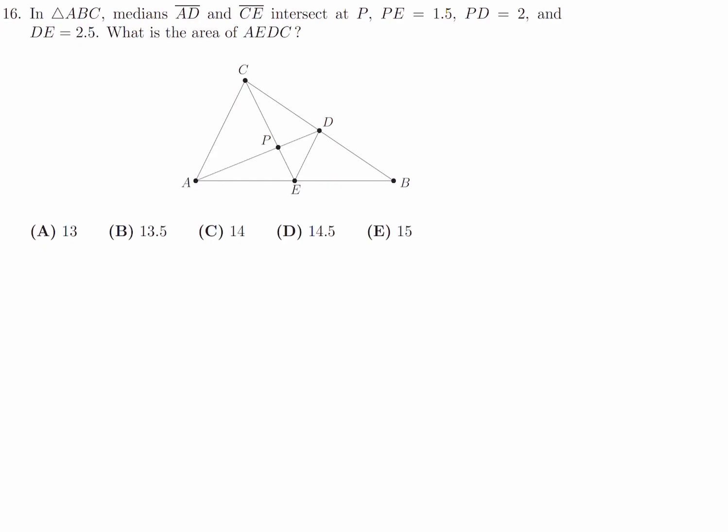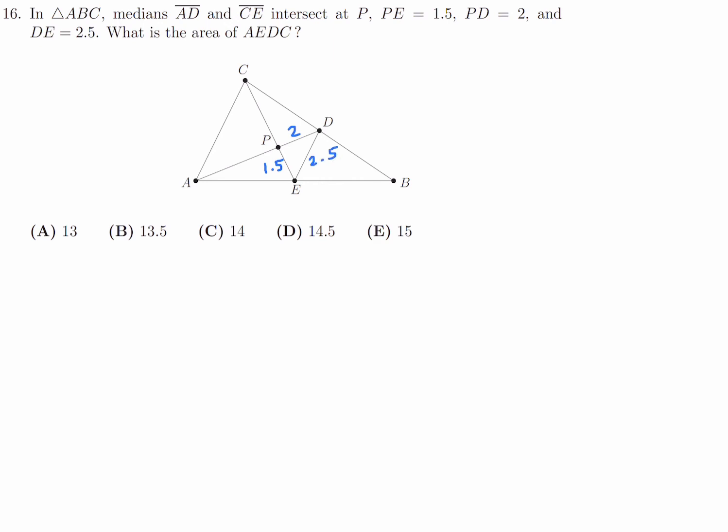In triangle ABC, medians AD and CE intersect at P. PE is 1.5, PD is 2, DE is 2.5. What is the area of AEDC? AEDC would be that section right there. Well, let's label this. PE is 1.5, and then PD is 2, and DE is 2.5.